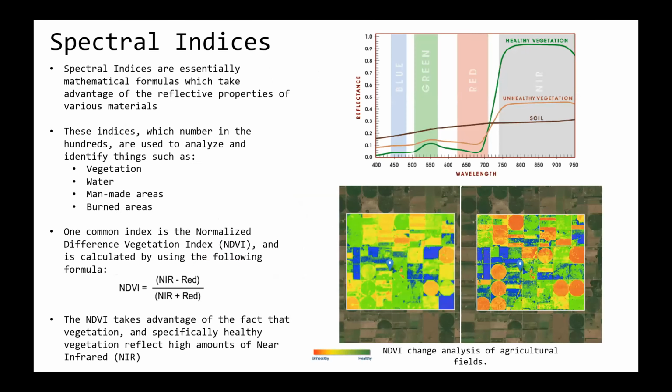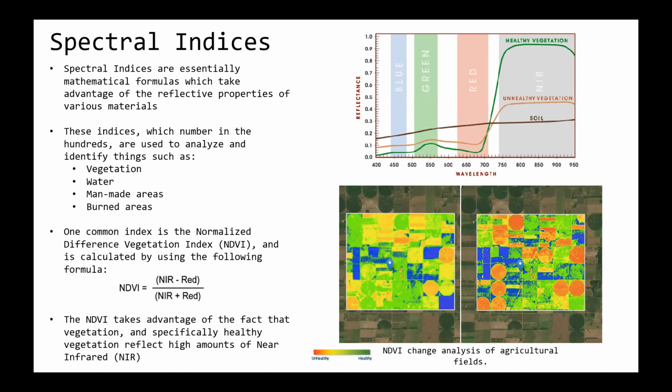One of the other very common things we can do with bands is what we call spectral indices. Spectral indices are essentially mathematical formulas which take advantage of the reflective properties of various materials. These indices, which number in the hundreds or potentially even thousands, are used to analyze and identify things such as vegetation, water, man-made areas, burned areas, and the list goes on.